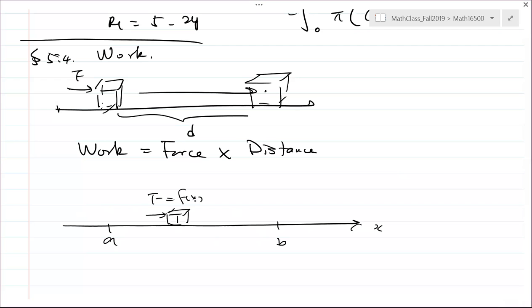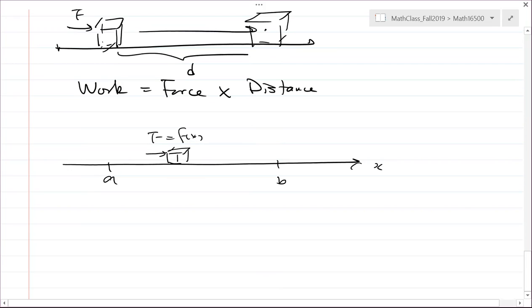So you cannot simply say F times distance, the distance B minus A, right? But the work done by pushing this box from one point to another point is a number, not a function. The question is how do you set up the formula? Because this function is continuous, I know the distance D is going to be B minus A, no problem. You cannot just simply say F times D, because F is not a constant.